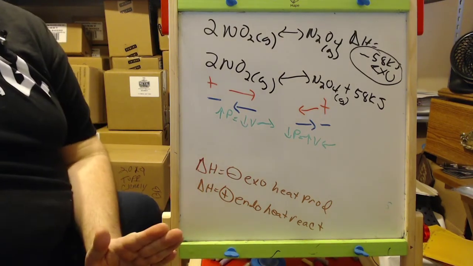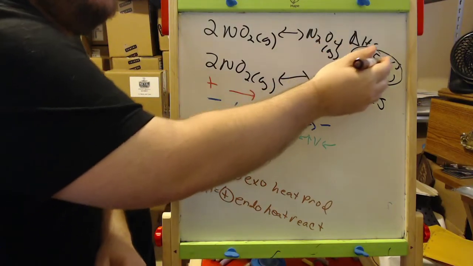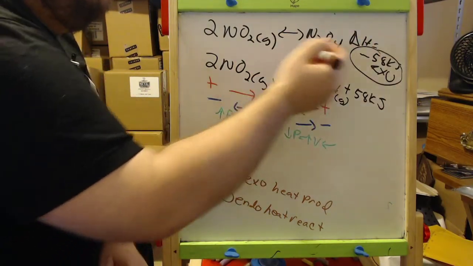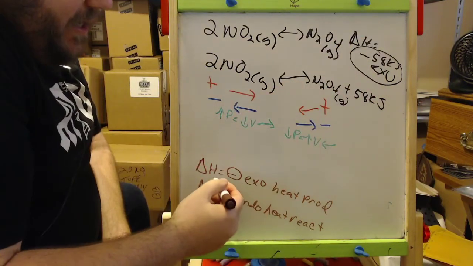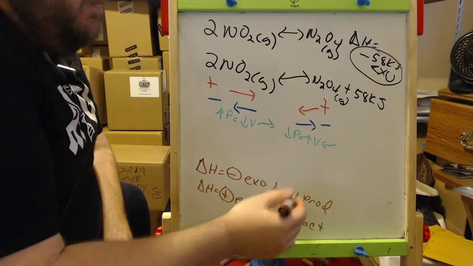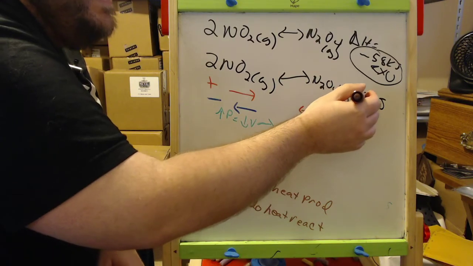If I understand that, rewrite the equation. So again, let's say I'm given this up here with a negative delta H. All right, negative delta H means I'm exothermic, heat's a product. Write heat as a product.